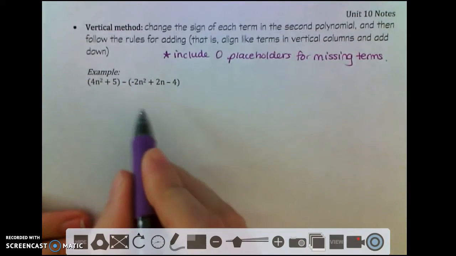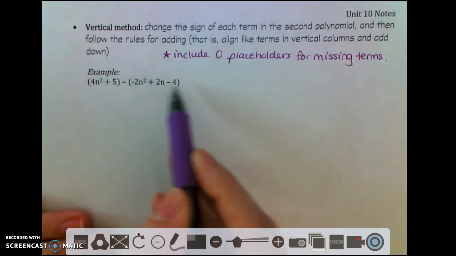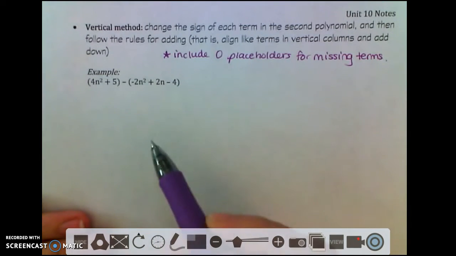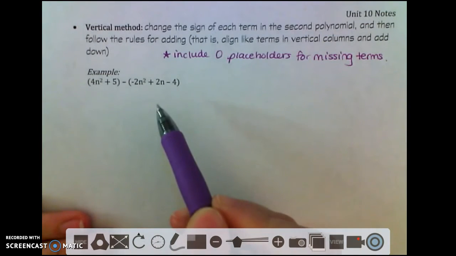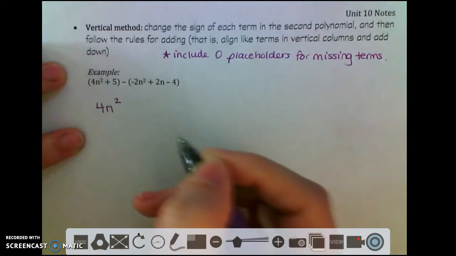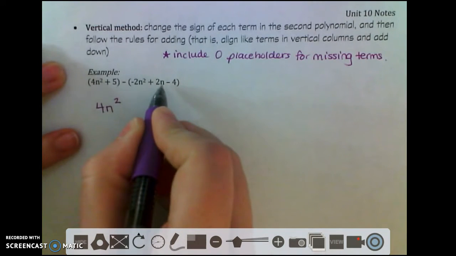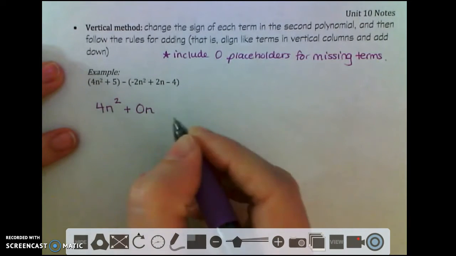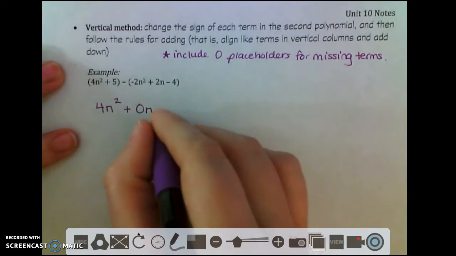So I have 4n squared. That's the highest term I have, the squared term. Both of these are 2 degrees or quadratic equations. So I have 4n squared. And then I have an n term here, but I don't here, so I'm going to say plus 0n plus 5.